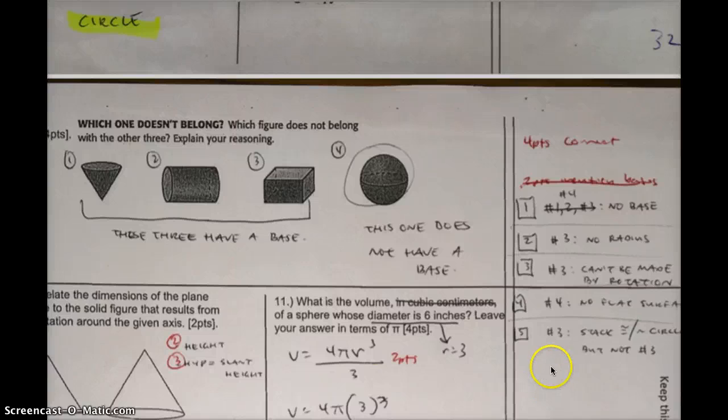Number 4 here, this sphere does not have a base. It has a radius. This one has a base, this has a base, this has a base. Another student said that 1, 2, and 4, they have a radius, but this one does not. Another student said that 3 here can't be rotated along an axis. You can't put it on the pencil and create a three-dimensional object from a two-dimensional.